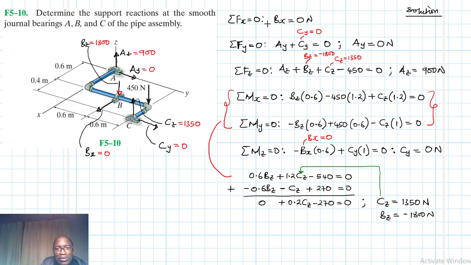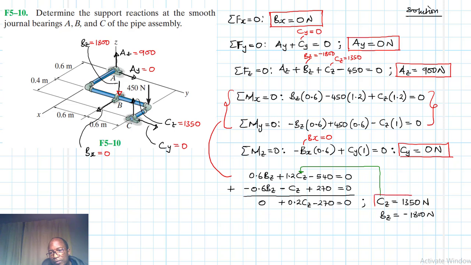Let's now outline the final solutions. Bx is equal to 0. Ay is also equal to 0. Az is equal to 900. Cy is equal to 0. Cz is equal to 1350, and Bz is equal to 1800.